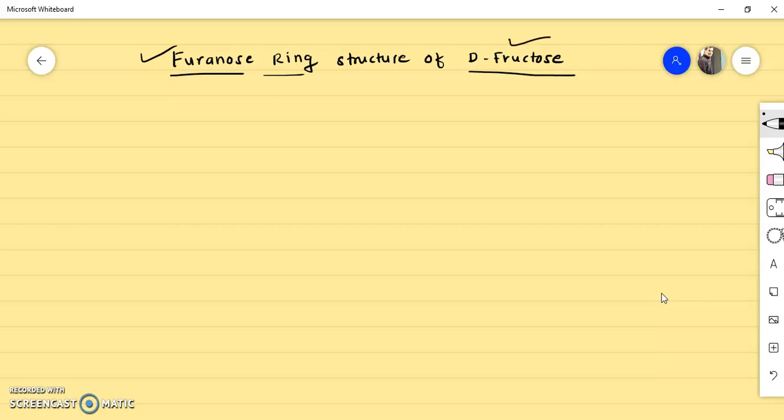So what is Furanose ring structure? It is the 5-membered oxide ring structure that is known as Furanose. So such a kind of structure can be called a Furanose ring structure, and for this D fructose we have to draw the Furanose form.